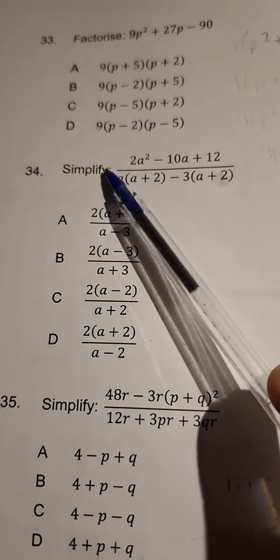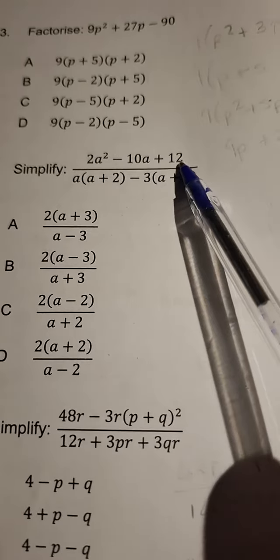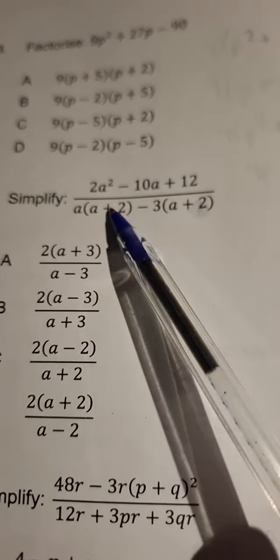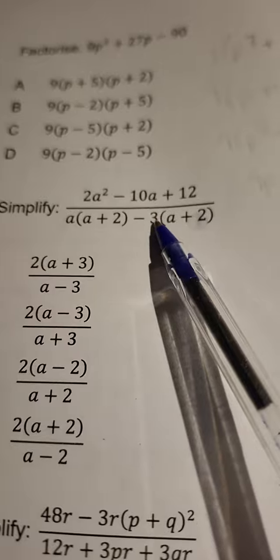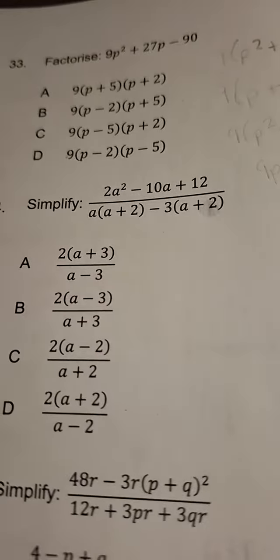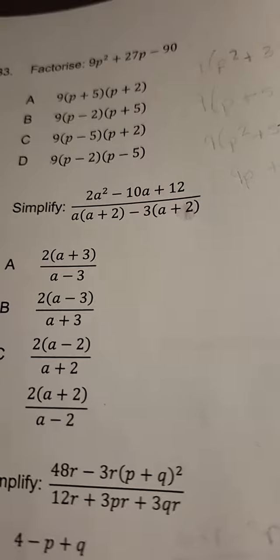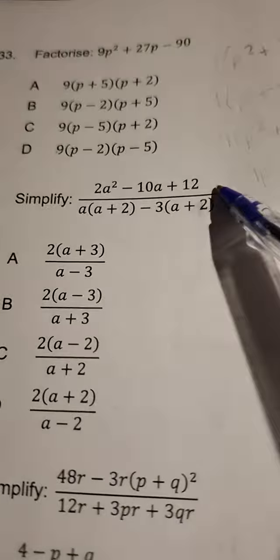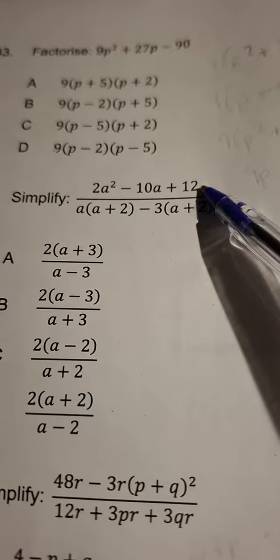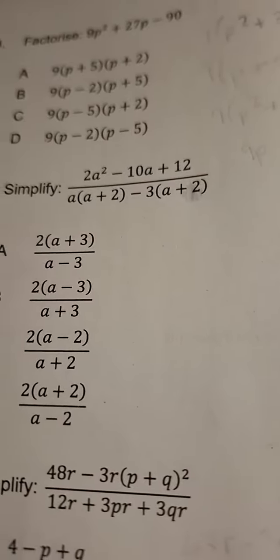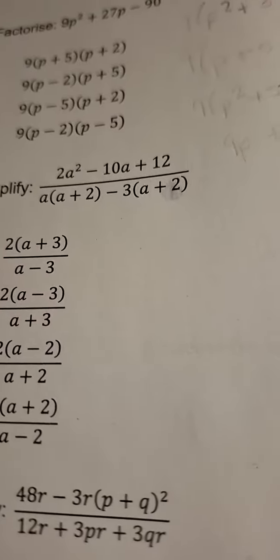Simplify: 2a squared minus 10a plus 12 over a into a plus 2 minus 3 into a plus 2. So this is the type of simplification where what exactly is happening? You look at your numerator, you apply factorization if possible. You look at your denominator, you apply factorization if possible.